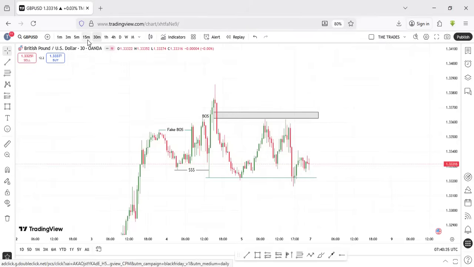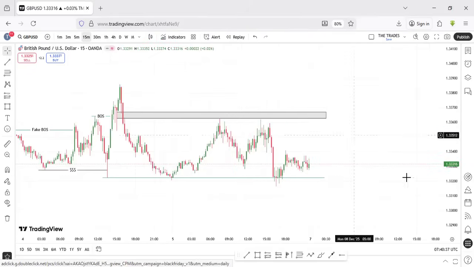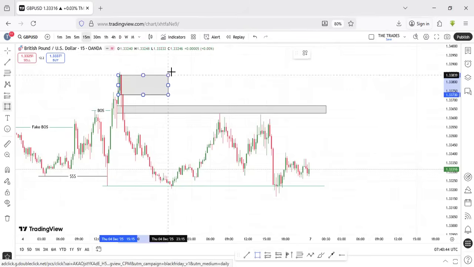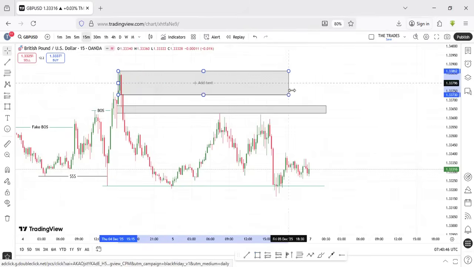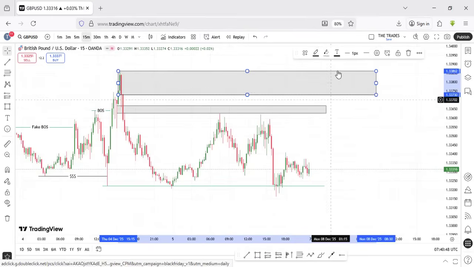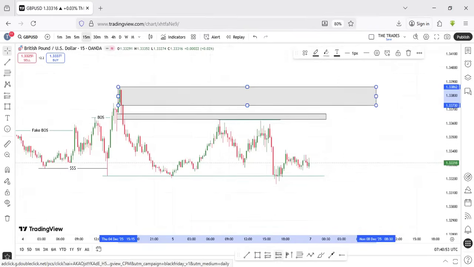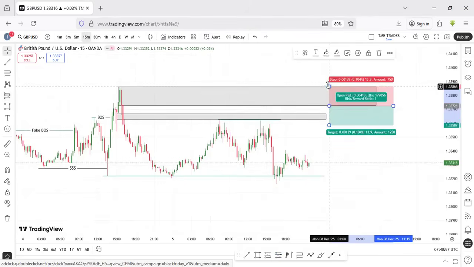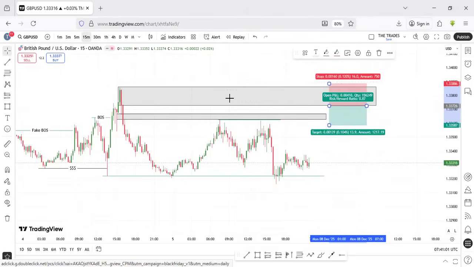So when we go to a lower time frame like 30 minutes, we can see that we have a very good order block here. We have a very good order block here. So we could see the market come above here before continuation to the downside. So on GBPUSD, I'm going to be looking for that first point of interest at this particular place.